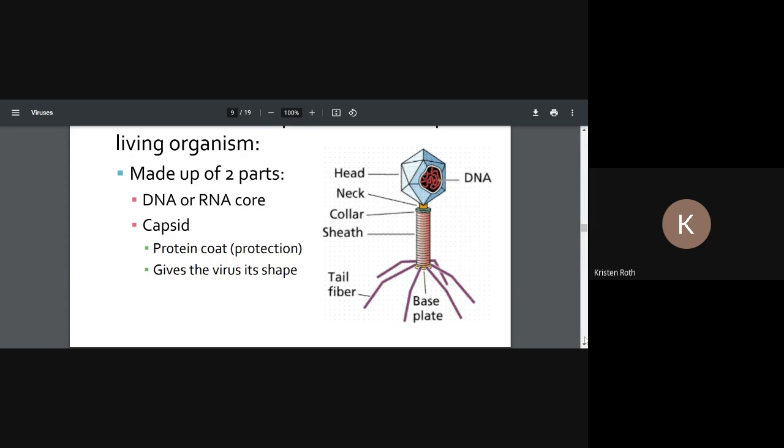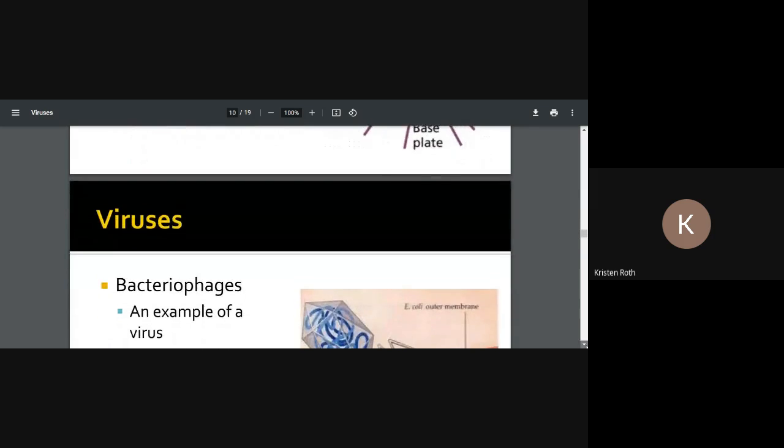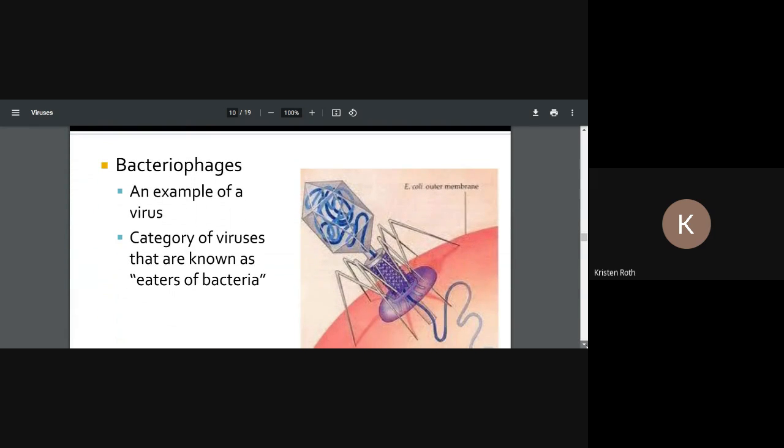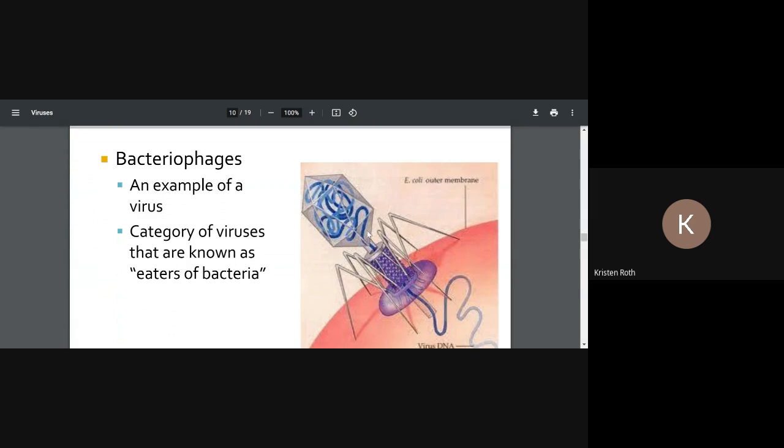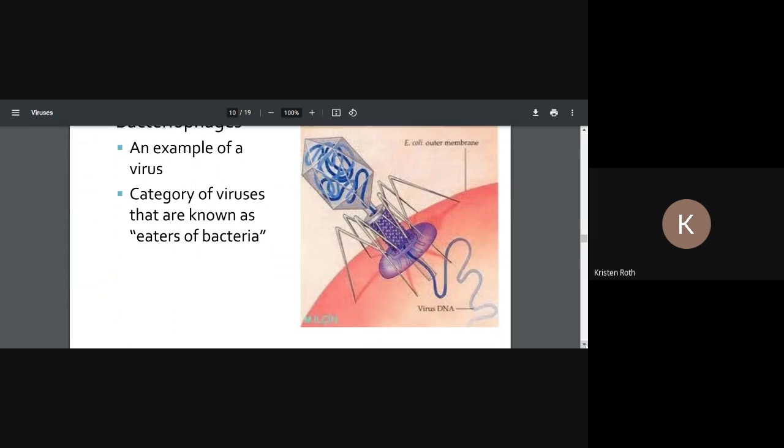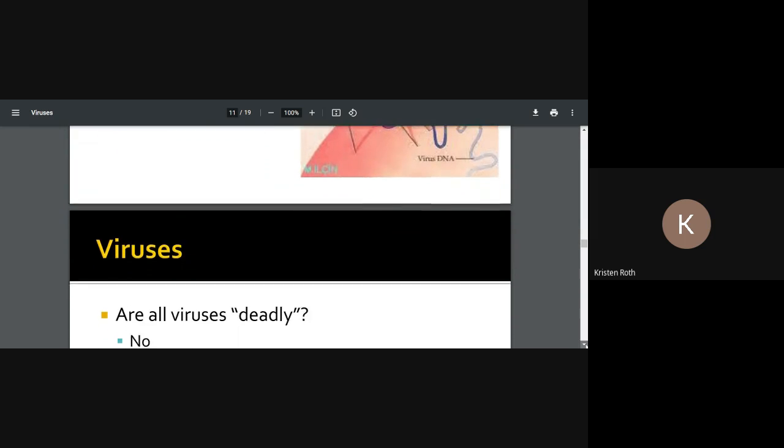Okay, so let's keep going here. So there we go, talking about the bacteriophages. This is bacteriophage here. This is your virus. So there's the DNA inside the head, and then you have this protein capsid over top of it. And these are the bacteria eaters. So I already talked about that. Sorry, I forgot that was in here.